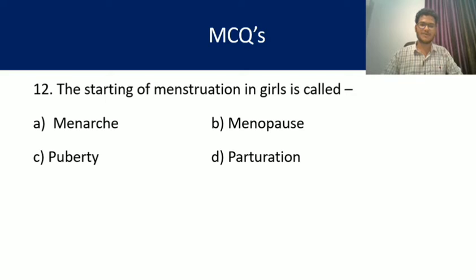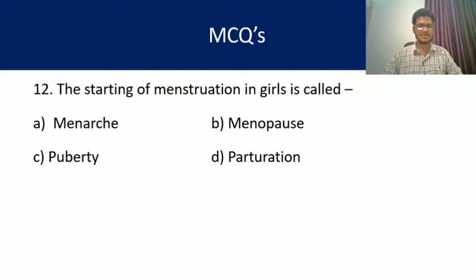Question number 12, my dear friends. The starting of menstruation in girls is called menarche, menopause, puberty, parturition. So parturition is the process of giving birth to a mature fetus. Menopause is the stop of the menstrual cycle in women.